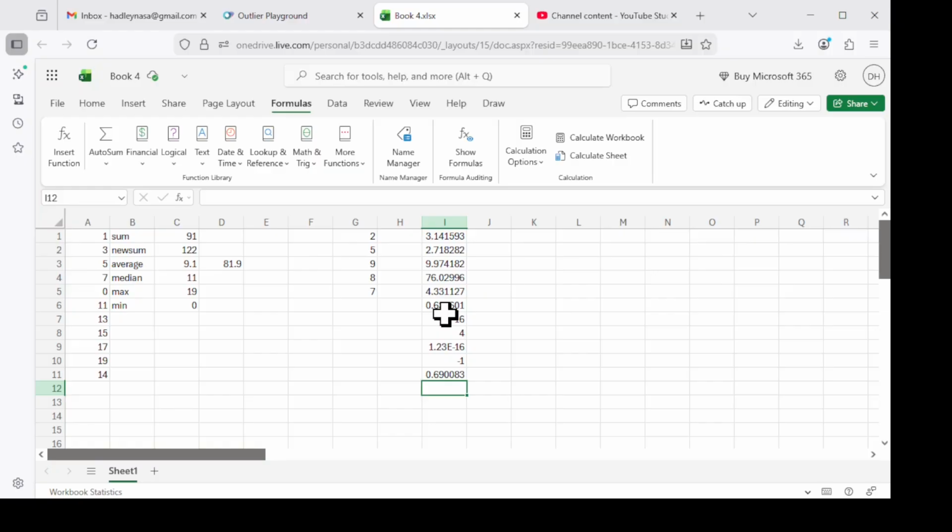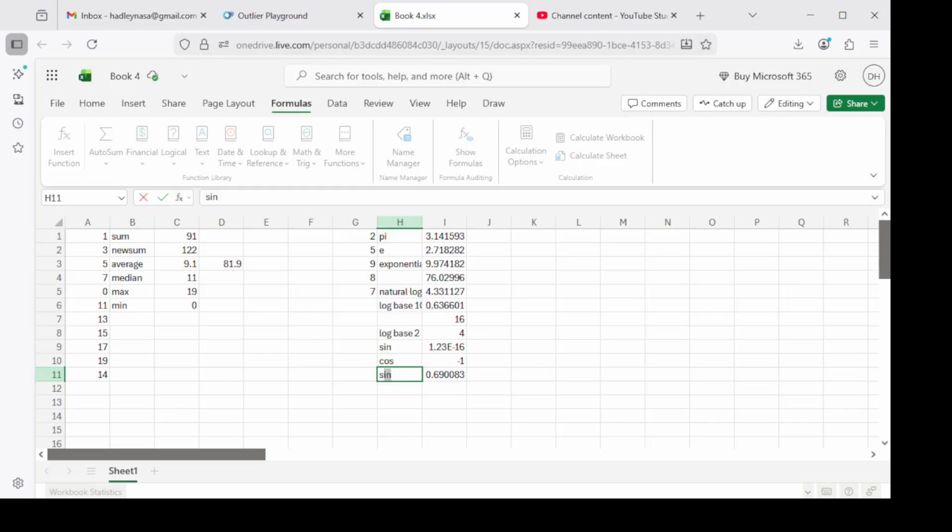If you've been having troubles following along, so this was pi, this was e, this was just exponential, this was normal exponential, natural log, log base 10, log base 2, sine, cosine, arc sine, which also could be sine to the -1.